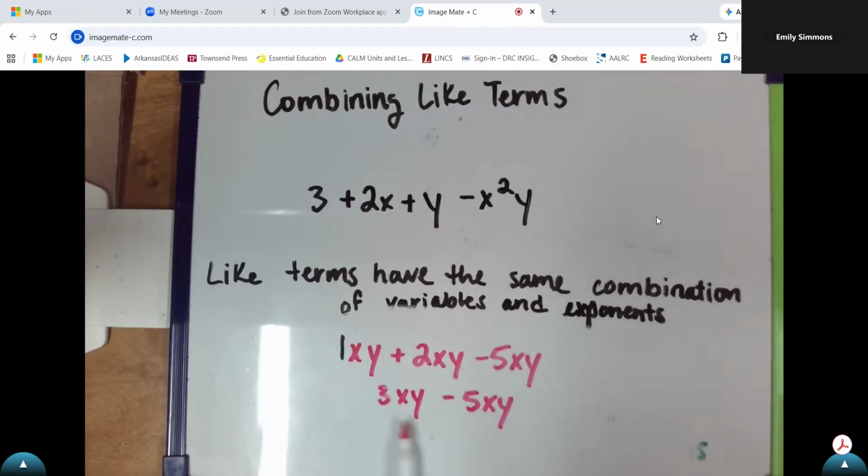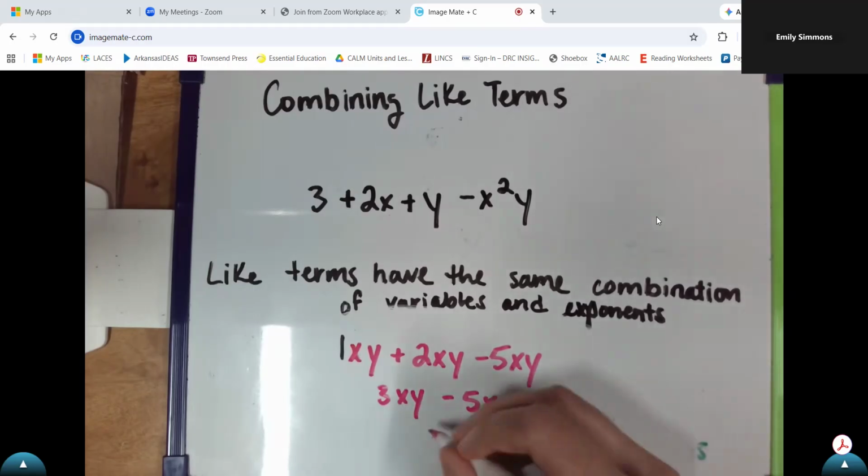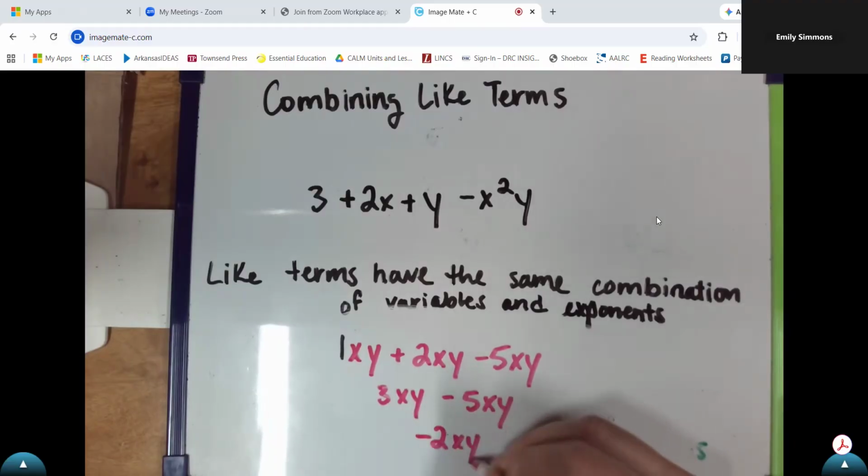I'll always want to go from left to right on my adding and subtracting, just like I would in order of operations. Then I'm going to do 3xy minus 5xy. And 3 minus 5 leaves me with negative 2. And then I just bring down my xy with that. So to combine these, I get negative 2xy.